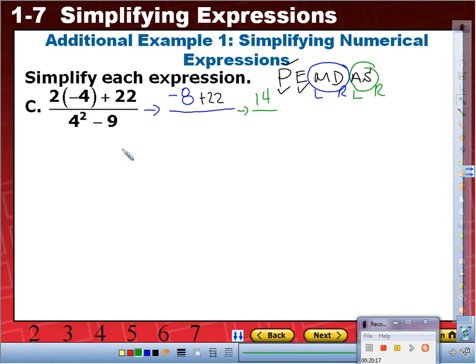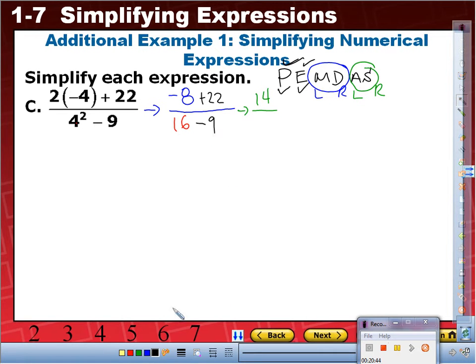Yes. Now we're going to focus on the denominator. So once again, I'm going to get started with my PEMDAS for the denominator. Do I have any parentheses down here? No. Exponents? Yes, I'm going to do that in red. So what is 4 squared? 16, and I carry over the minus 9.